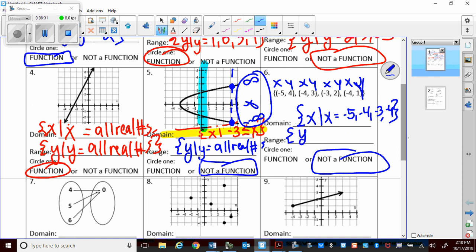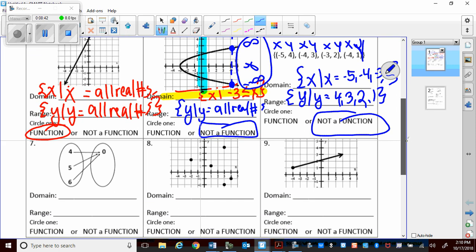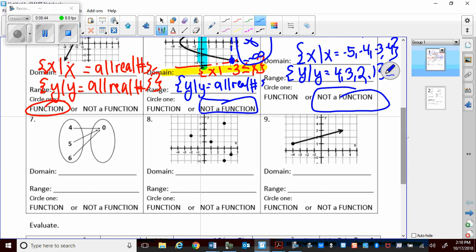Range, y bar, y equals 4, 3, 2, and 1. Close the curly bracket. You need to be checking your answers.